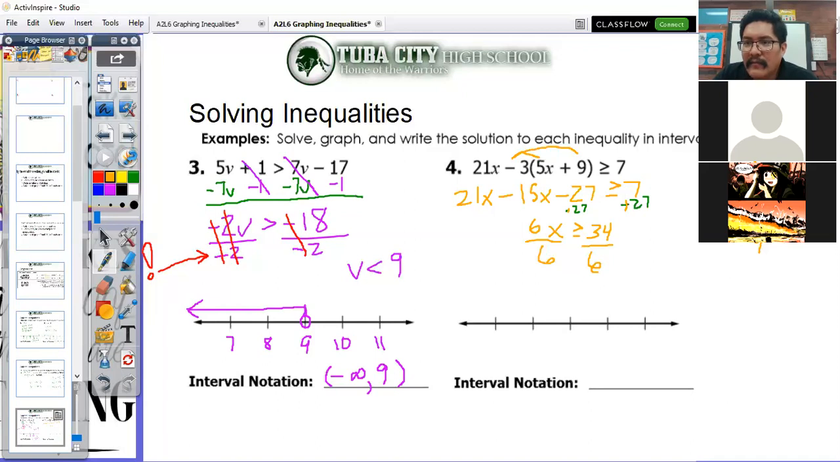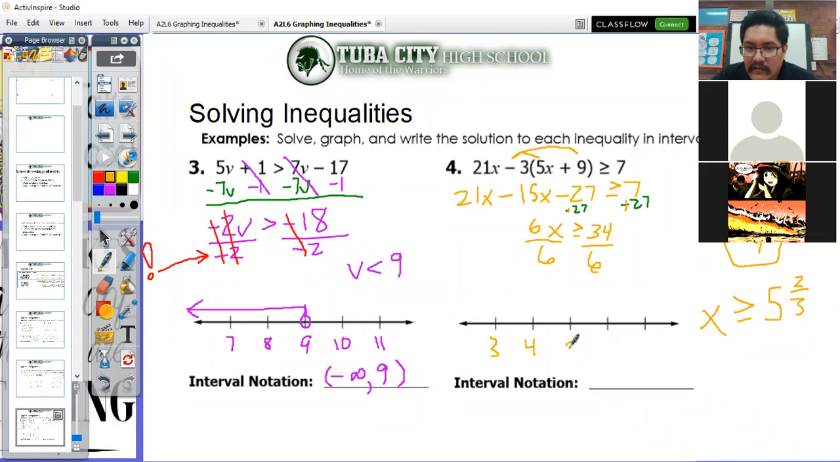Your remainder becomes the top number, and your bottom number is the number you originally divided with. So here I have 4/6, but I'm going to reduce it. X is greater than 5 and 2/3. I don't need to flip the sign because we didn't do anything to make it flip. So I'm going to reduce my fraction. 4 and 6 are both even numbers, so I divided them both by 2. That should be enough to graph it.